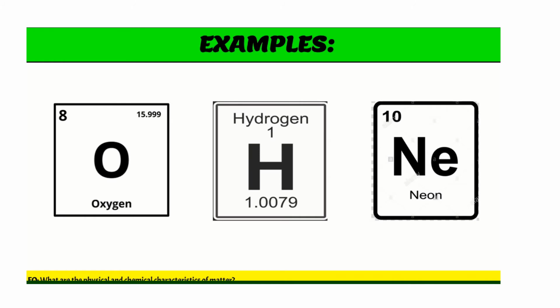Okay, some examples of element symbols are here. So oxygen is just the O. It's a capital letter O. Hydrogen is the capital letter H. And neon is an example of our two-letter symbol. So it's capital N, lowercase e.